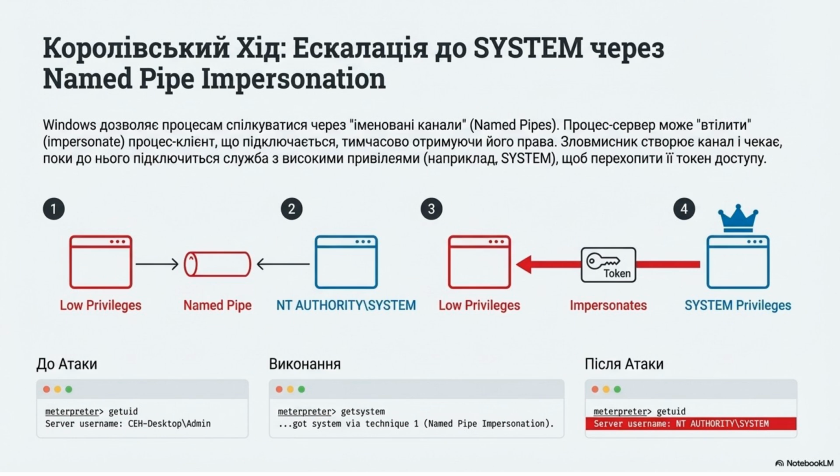A low-privileged process creates a named pipe and waits for a high-privileged service, like system, to connect. This allows the attacker to impersonate the service's access token and gain system privileges.